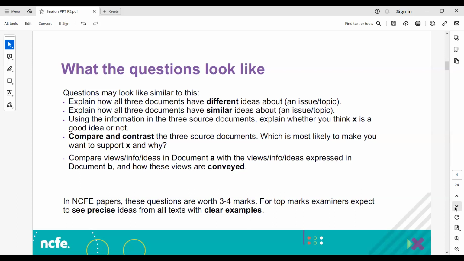Compare views, ideas and information in document A with the views, information and ideas in document B, and how these views are conveyed, so how those views are put across. So in the paper, these types of questions are worth 3 or 4 marks. And for top marks, the examiner wants to see precise ideas from all the texts with clear examples. Okay, so we'll look a little later at some example answers.